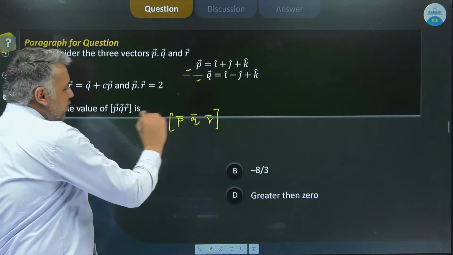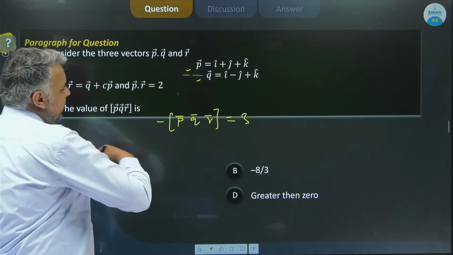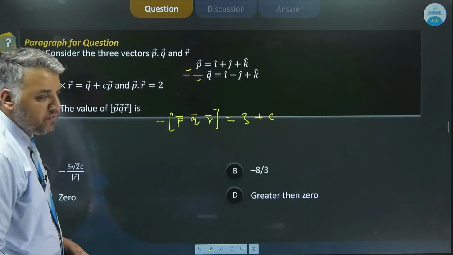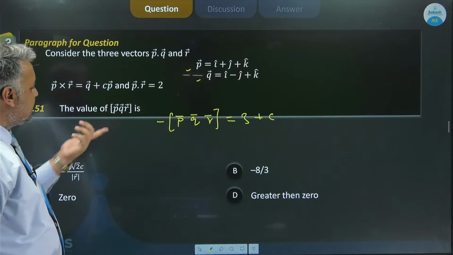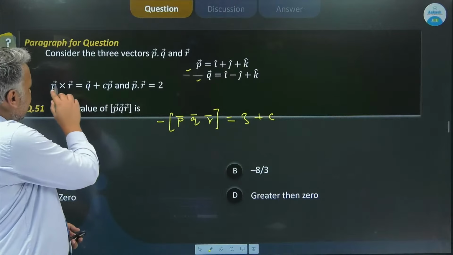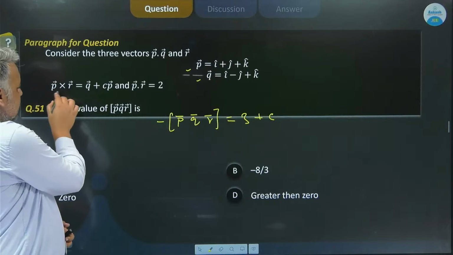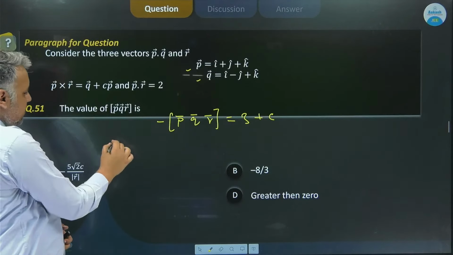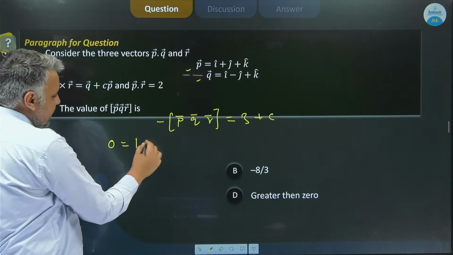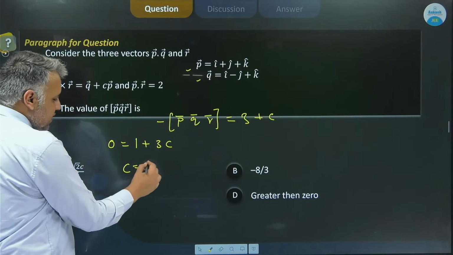And here it will be Q dot Q, that means mod of Q square, that is 3, plus C times P dot Q. P dot Q is 1. So this is 3 plus C. Now if we calculate C, we will get the answer scalar triple product PQR. Okay. If we multiply both sides by P, taking a dot product, this will be 0 equal to P dot Q. We have calculated this is 1, plus C times magnitude of P square, that is 3. So 3C, C is equal to minus 1 by 3.